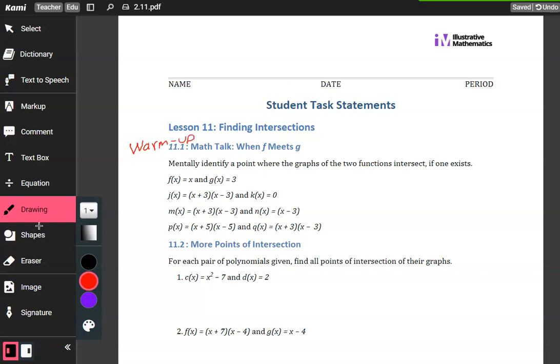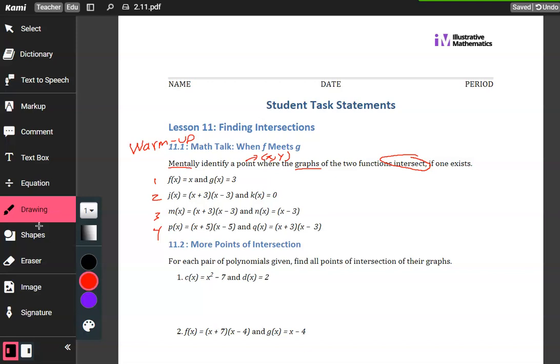And the warm-up says mentally identify a point. So when we're talking about a point, it is x comma y, an ordered pair, where the graphs of the two functions intersect. That's an important word here, intersect, if one exists. One of these four options, 1, 2, 3, or 4, is not going to have an intersection. Just so you know, only one of them.